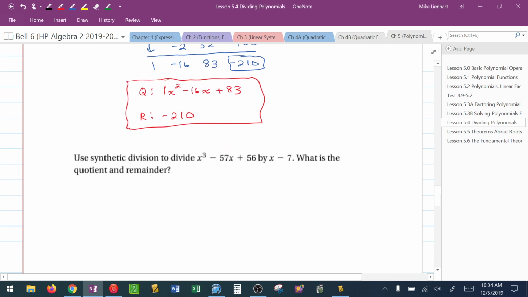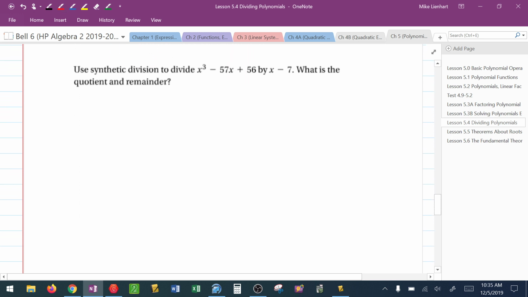So let's try another one here. All right, x minus 7. What's the 0 for that? Well, the 0 for x minus 7 would be 7. List the coefficients in order. I have 1 x to the third, but if you notice in that polynomial, I don't have any x squareds. I'm going to hold that position with a 0. I have negative 57 x to the first, and then positive 56. I always take the first term and bring it straight down. Now I follow my pattern.